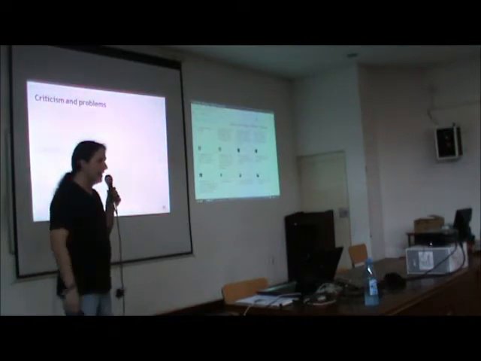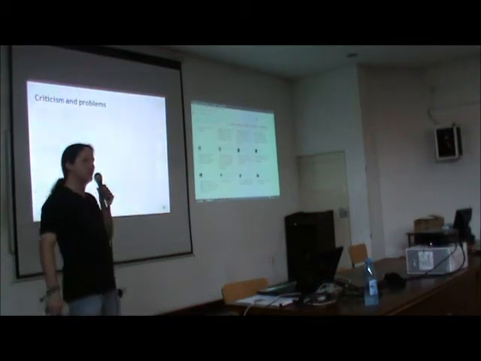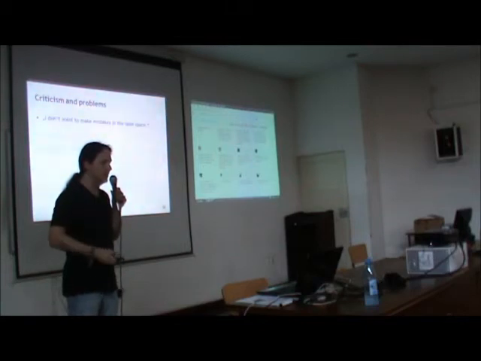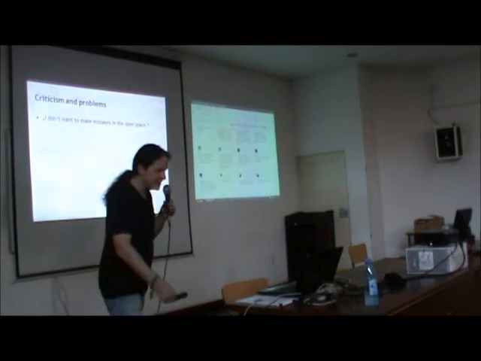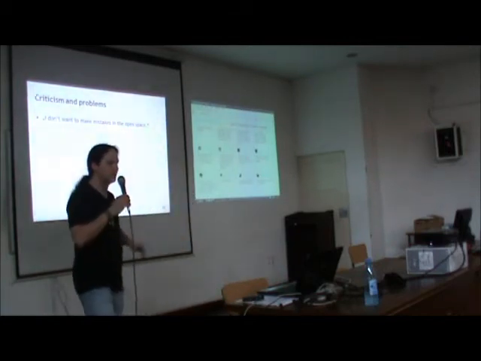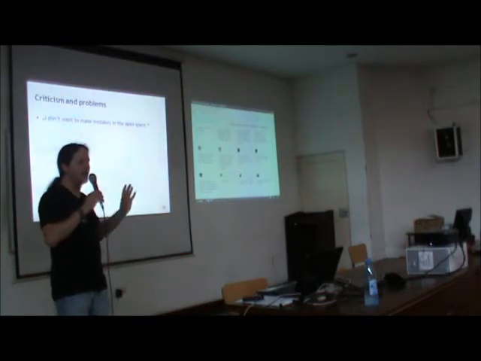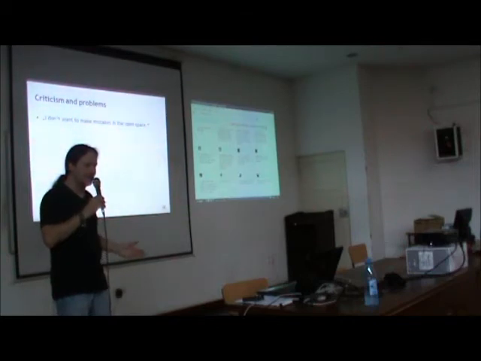So there are some problems and criticisms about open science done in that way. I will show them to you. One problem is scientists say, I don't want to make mistakes in the open space. What happens if something is wrong? Okay. My answer is, someone else will see that and comment on it. Okay?